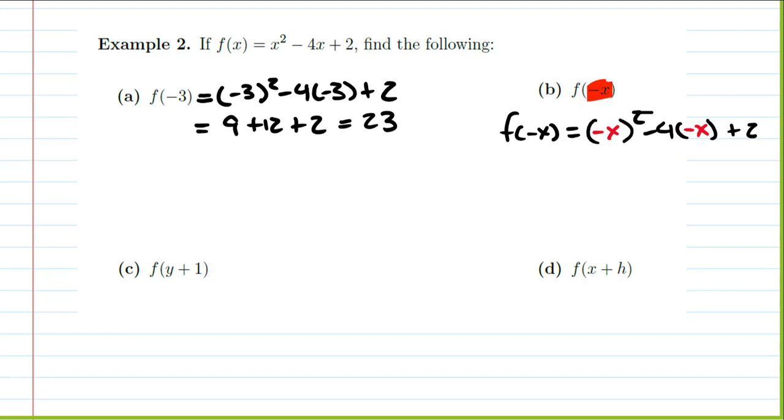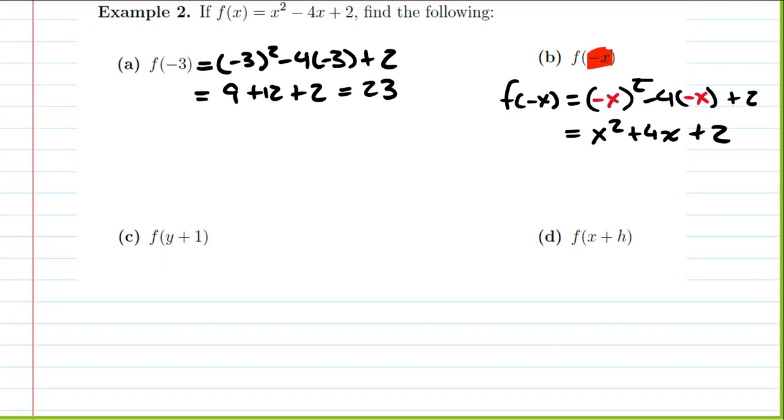So -x times -x gives us positive x squared. -4x times -x gives us 4x plus 2. So then f of -x in this instance would be x squared plus 4x plus 2.